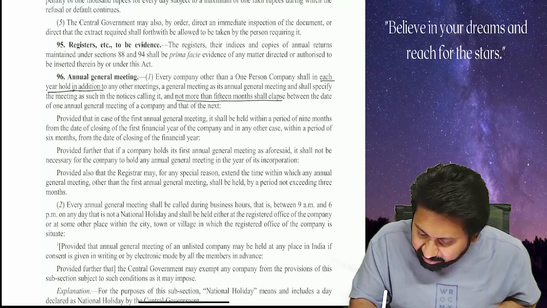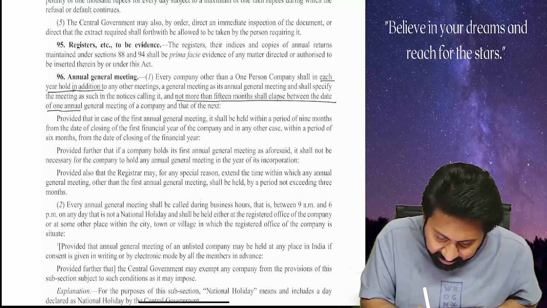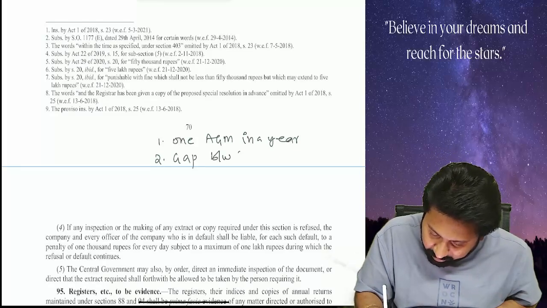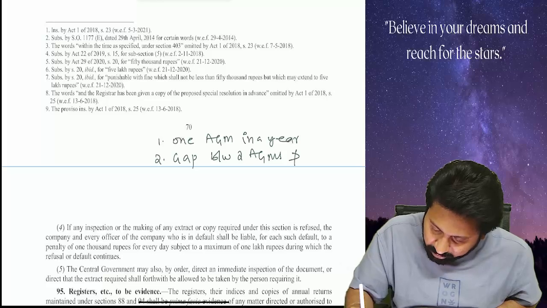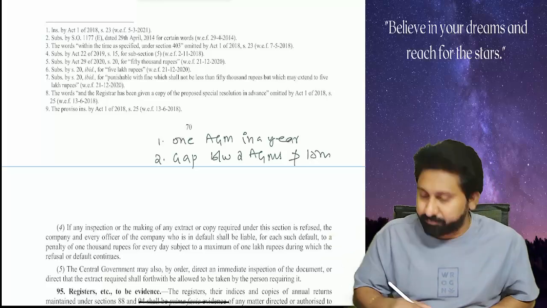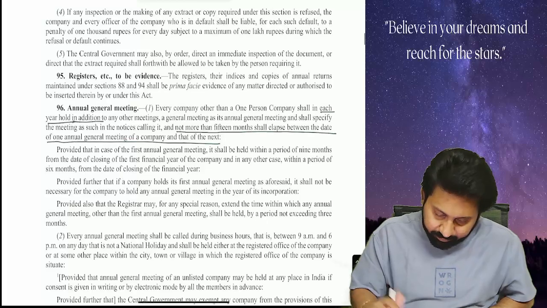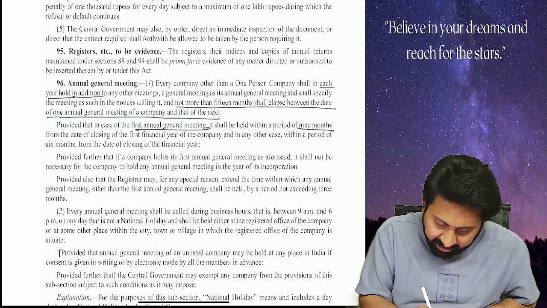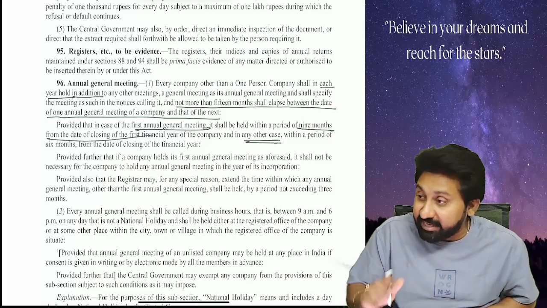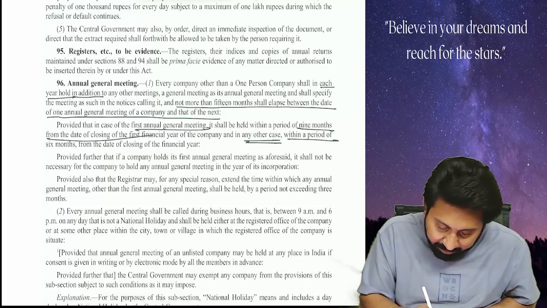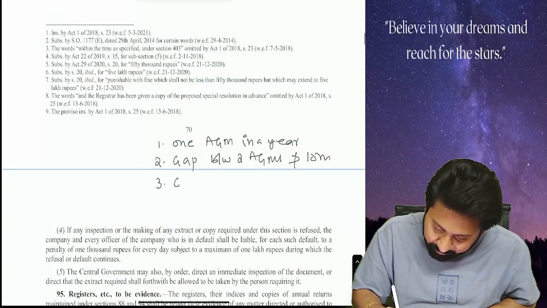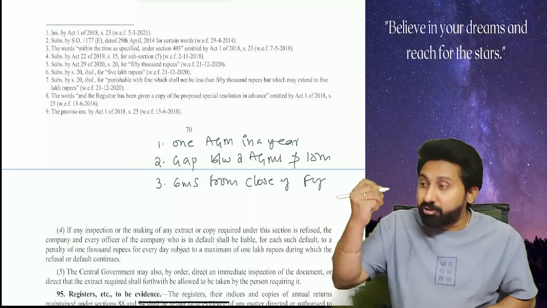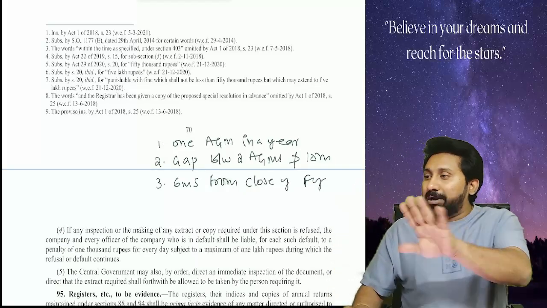Next, not more than 15 months shall elapse between one AGM and that of the next. Gap between two AGMs should not exceed 15 months. Number 3. First annual general meeting should be held within 9 months. But in any other case other than the first annual general meeting, within a period of 6 months from the close of the financial year. Three conditions they kept. Now how to interpret this?